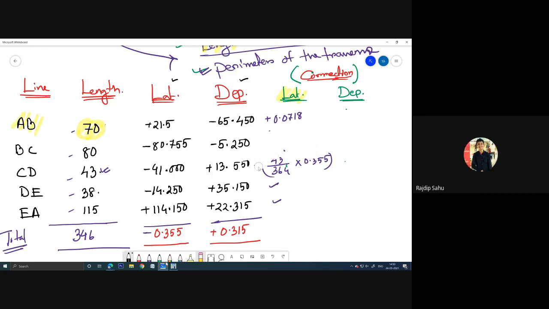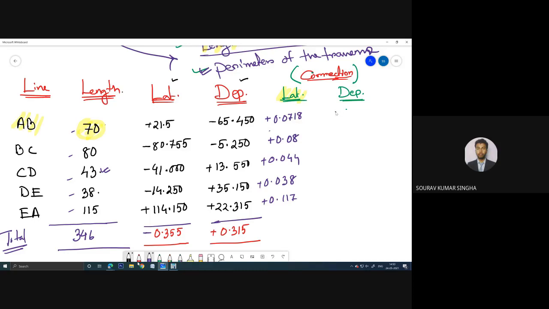That is 0.08. Second data. Okay. So plus 0.08, 0.044, 0.038, 0.117. Okay, great.